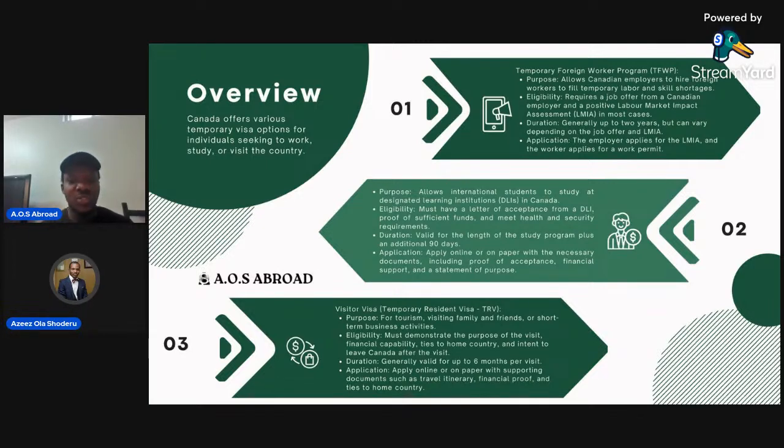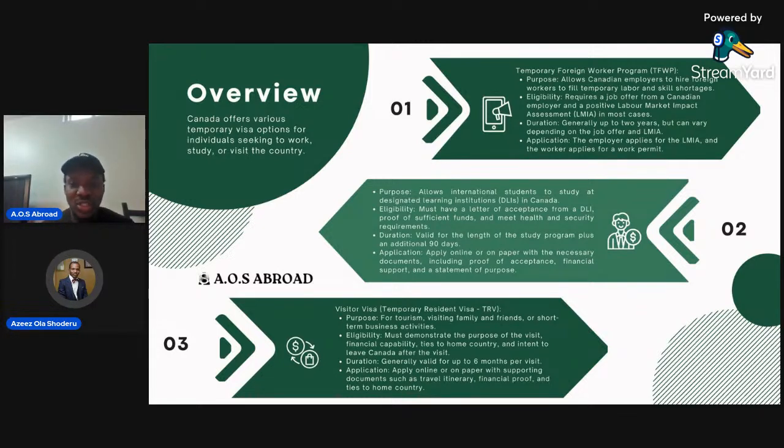The study permit. The study permit allows international students to study at a designated learning institution, DLI for short, in Canada. And the eligibility is that you must have a letter of acceptance from a DLI. And now they say, yes, you must even have an attestation letter from the province, and you must have proof of sufficient funds and meet health and security requirements in order to become a student.